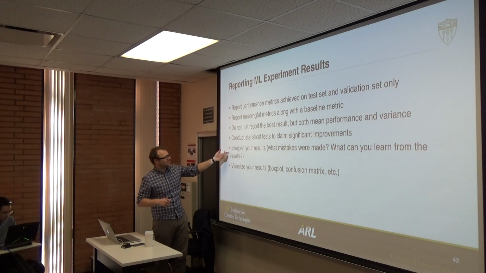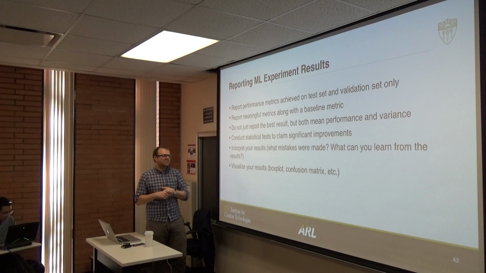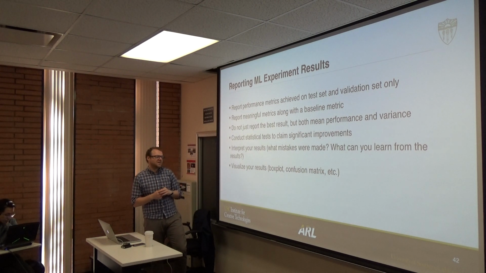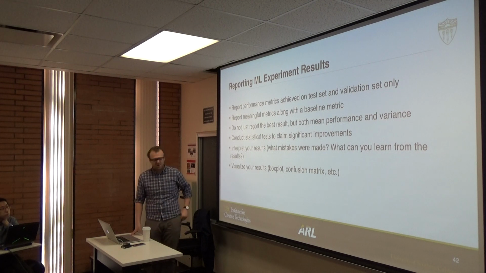And then I also like to see some interpretation of the results, like what mistakes were made. Did I make type 1, type 2 errors? What can I learn from those mistakes, right? And I would like to see some visualization of the results, like maybe a box plot. Hey, this is the average performance for the baseline. This is the average performance for us now. We make a lot fewer errors, so we want to just visualize what's happening. And then confusion matrices are really nice to see what's going on. Okay, so that's kind of that.